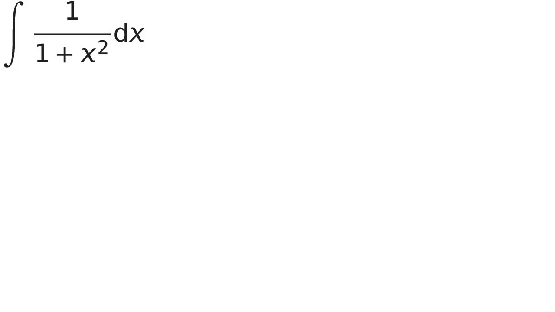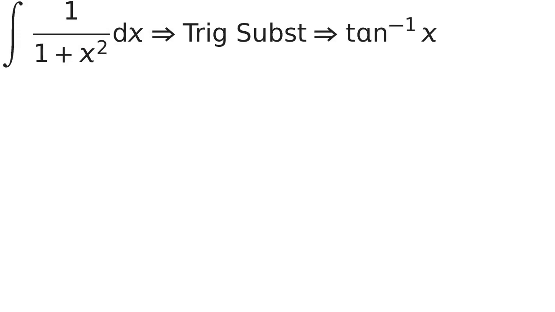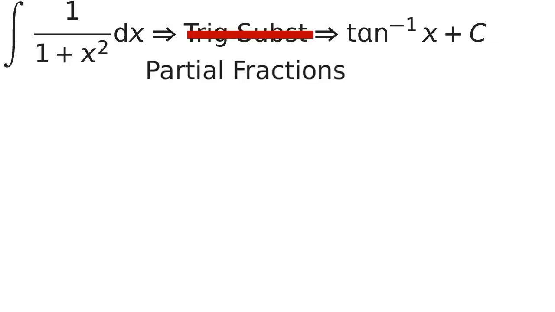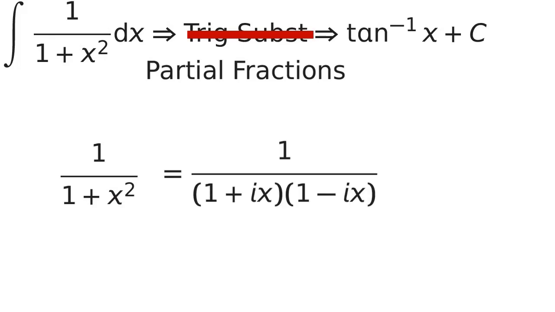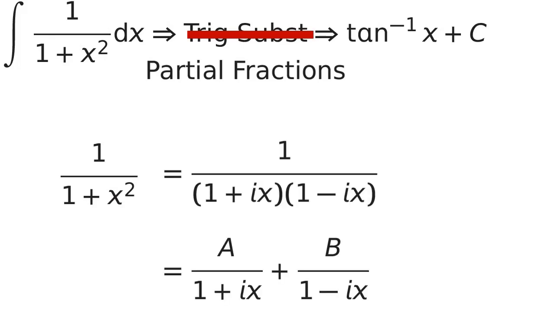We want to integrate this beast. The usual route is through trig substitution, ending up with the inverse tangent of x. But why go there when we can use partial fractions? We begin by factoring this sum of squares into a pair of complex conjugates. This leads to our partial fractions.